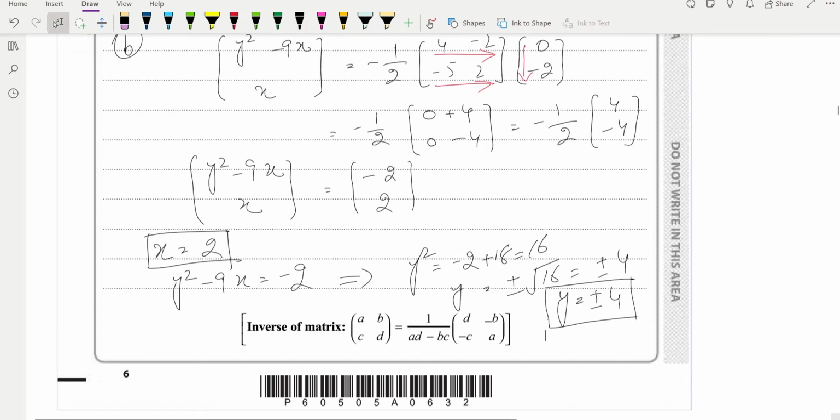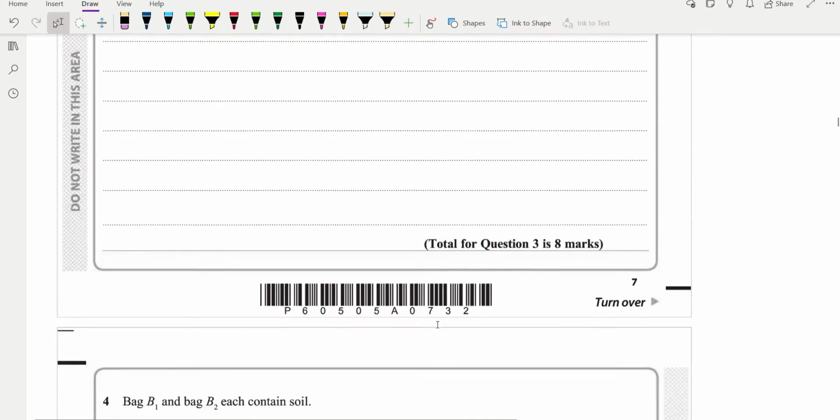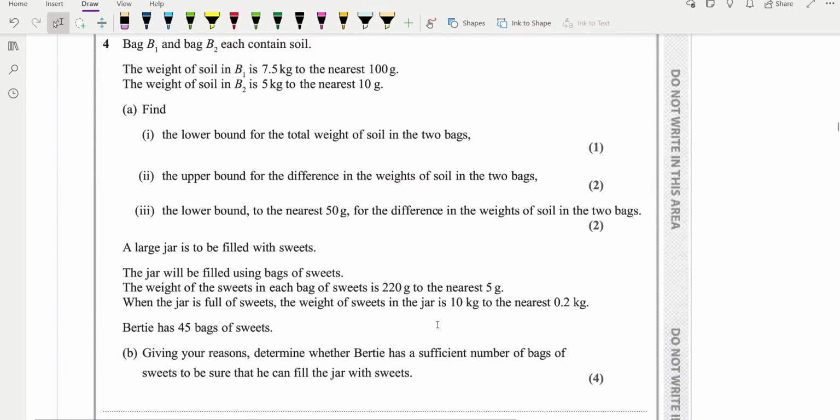Hopefully you understood this. Now this was question number 3, and now we can move to question number 4. Question number 4 is basically a lower bound upper bound question. Bag B1 and bag B2 each contains soil. The weight of the soil in B1 is 7.5 kg to the nearest 100 grams, and B2 is 5 kg to the nearest 10 grams. What we have to do in part A is find the lower bound of the total weight of the soil in the two bags.